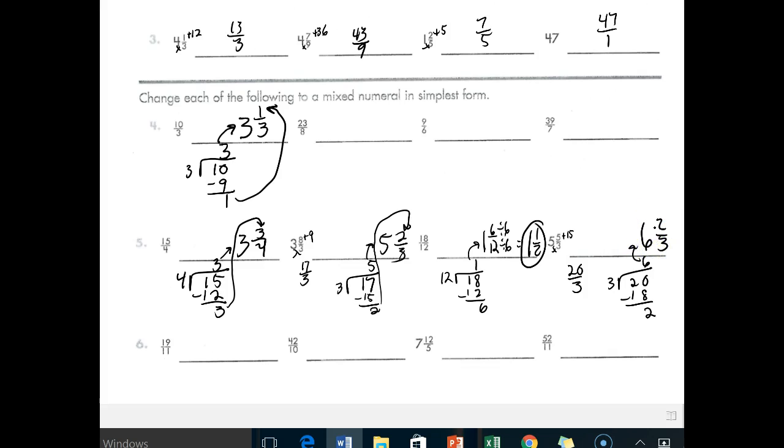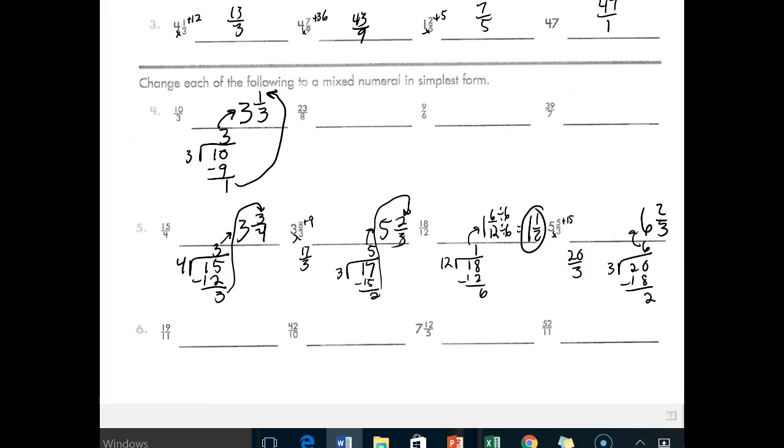All right, the rest are yours. Call me if you have questions. Make sure all this is copied down. Good luck.